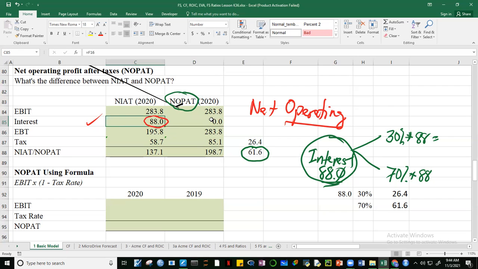So if we don't subtract interest, then your EBIT will just be the same as your EBT. And then if we reduce it by the tax rate, so 30% times 283, we get 85.1. And then we subtract the tax from the earnings before tax, then we have 198.7. So notice that your NOPAT is higher than your net income after tax. Definitely, because we're not charging operations with the use of interest expense.